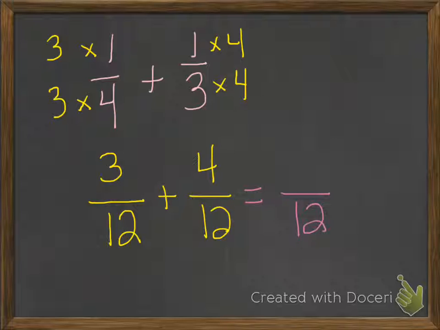I go ahead and keep my denominator and simply add my numerators. 3 plus 4 is 7. Always ask yourself, can I reduce this fraction? Since 7 is a prime number, in this case I cannot. Let's take a look at one more.